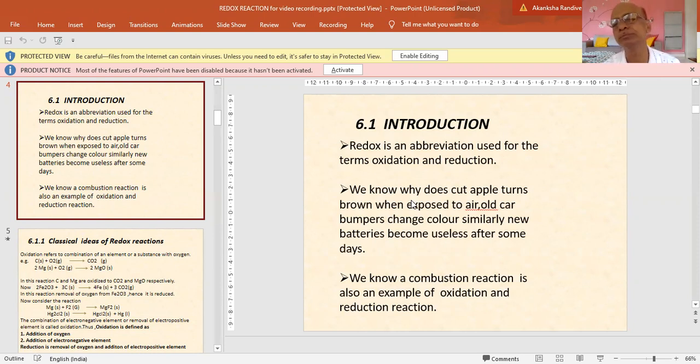We know why a cut apple turns brown when it is exposed to air. Similarly, old car bumpers change color. Similarly, new batteries become useless after some days. Why do such things take place? The reason behind it is that oxidation and reduction reactions take place.